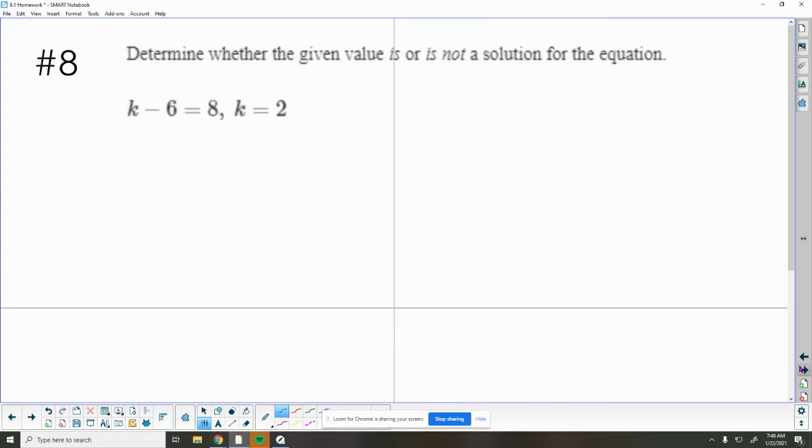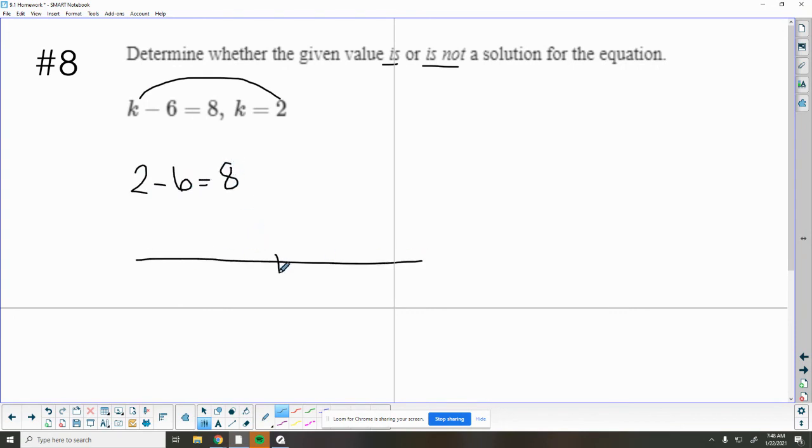Okay, and then I'm going to skip to number 8, and this is the last one I'm going to do on this video, but this should help you set up 7 through number 12. So we want to determine whether the value is or is not a solution. So it tells us that we have k minus 6, and that should equal 8. And they're plugging in 2 here. So 2 minus 6, does that equal 8?